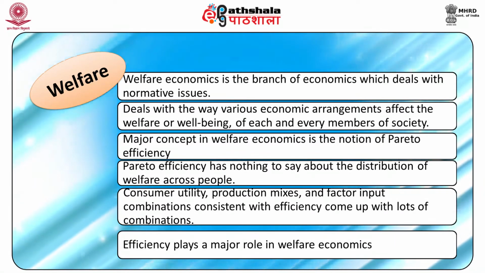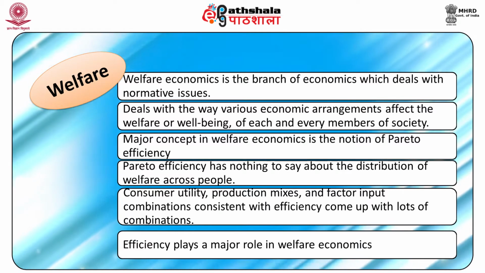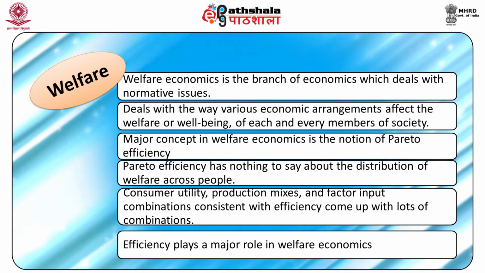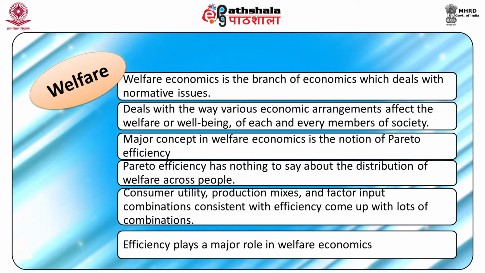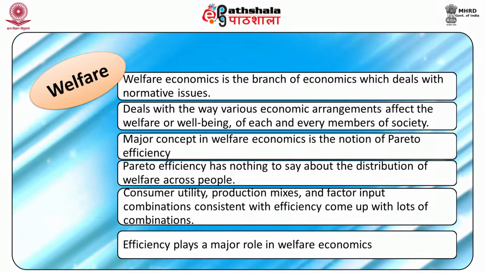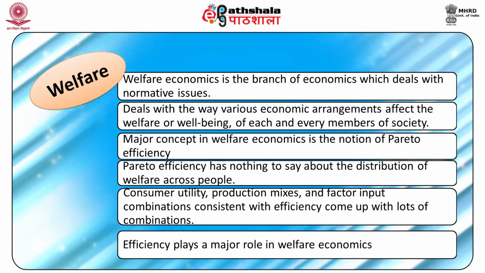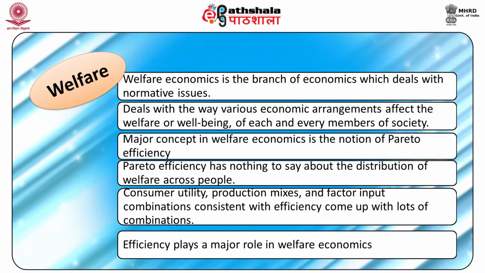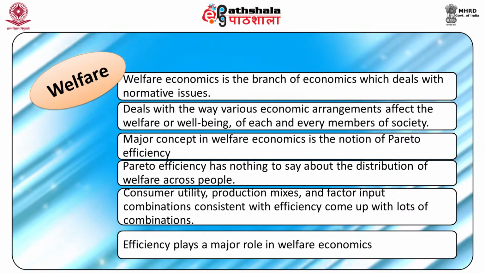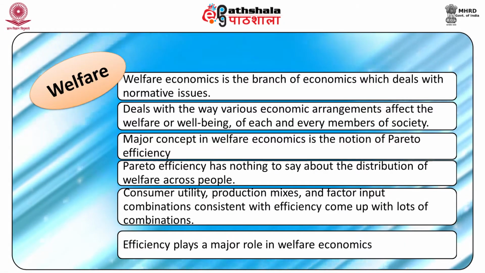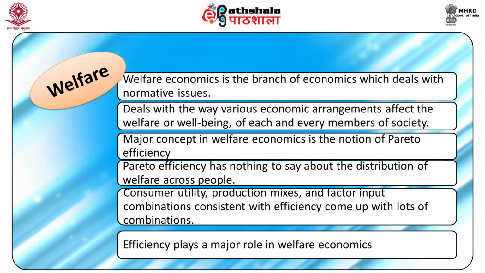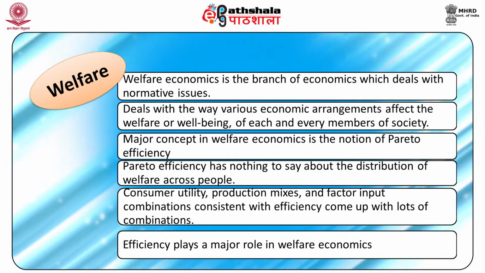Consumer utility, production mixes, and factor input combinations consistent with efficiency come up with lots of combinations. In other words, there will usually be many Pareto efficient allocations. So, how can a society choose the most desirable among them? This decision is made when we specify the social welfare function, which embodies value judgments about interpersonal utility.